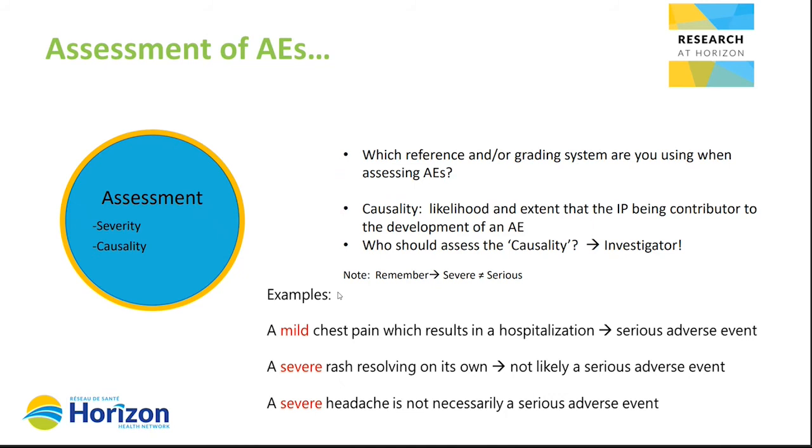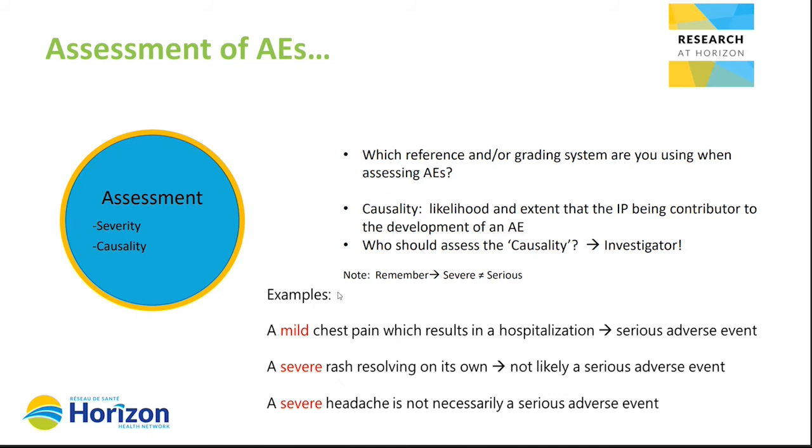So the word serious in this context refers more to an outcome of an event, or a specific term used in determining whether AEs must be reported to sponsors and regulatory agencies. So serious is more of an indication of the outcome of an event, defined earlier. Severe is used to describe the intensity of an event, classified as mild, moderate, or severe. So you may have a severe rash resolving on its own, which is not considered a serious adverse event in most cases, I would say. A severe headache is not necessarily an SAE.